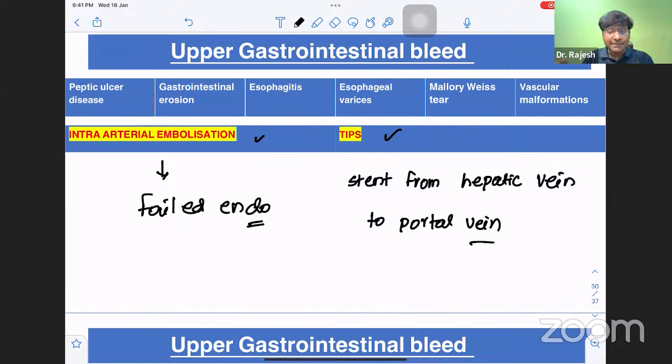Now, what is the advantage of keeping a stent between the hepatic vein and portal vein? This will effectively decompress the portal venous system and control the acute variceal bleeding. So it is indicated in patients in whom endoscopic modalities have failed to control the acute variceal bleeding. These are permanent methods. TIPS is a permanent method. It's a final treatment option.